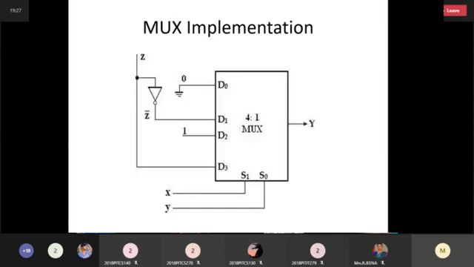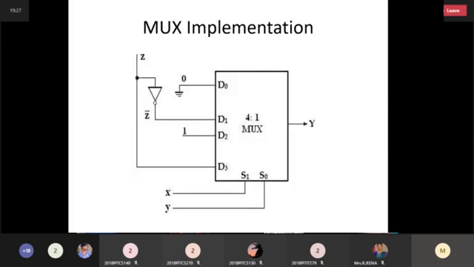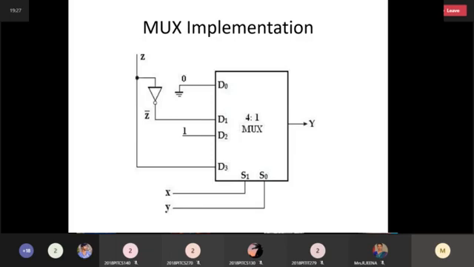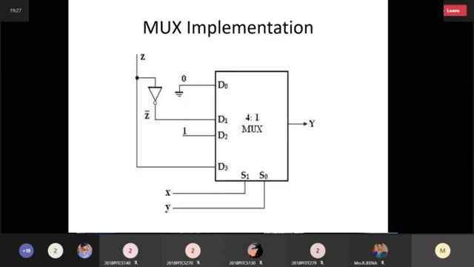Okay. Then D1. D1 is Z bar. So you have to give the Z bar. D1 is Z bar. Okay. Then D2. D2 is 1. So you have to give the input 1. Okay. Then D3. D3 is Z. Directly give Z to D3. Then the selection is X comma Y. Okay, understand? Next one.